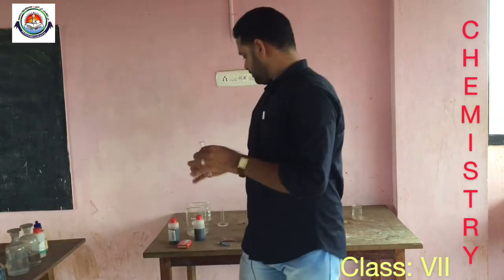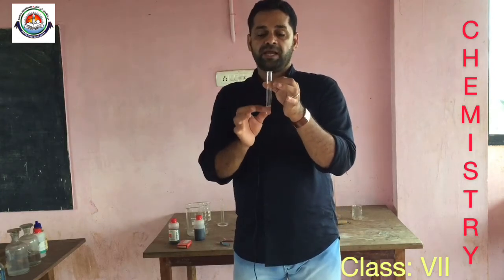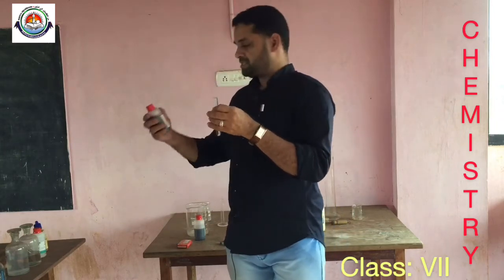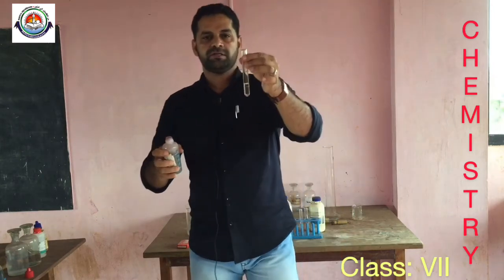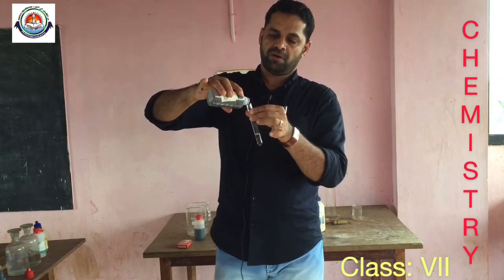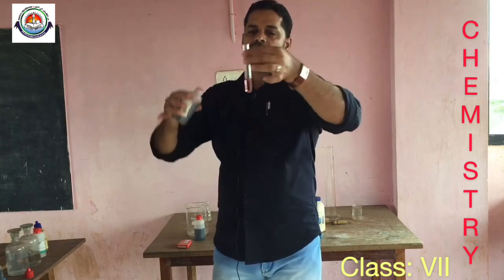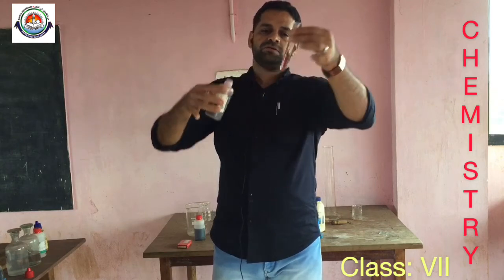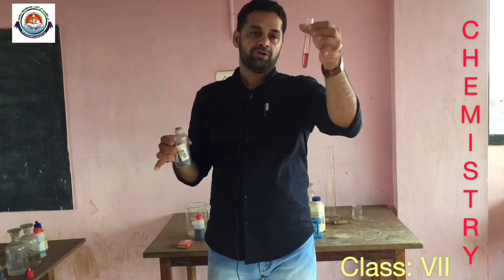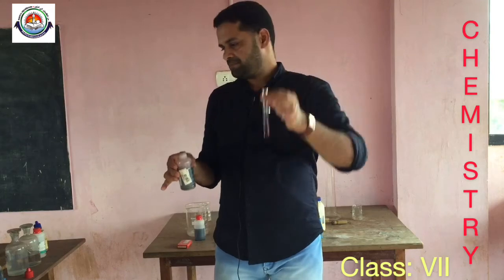Now see, we know this is an acid. So what will be the color change if red litmus solution is added to this acid? I have taken some dilute hydrochloric acid, and I am adding a few drops of red litmus solution. See, this is red litmus solution. When red litmus solution is added to acid, it retains its color. There is no change in color, isn't it?